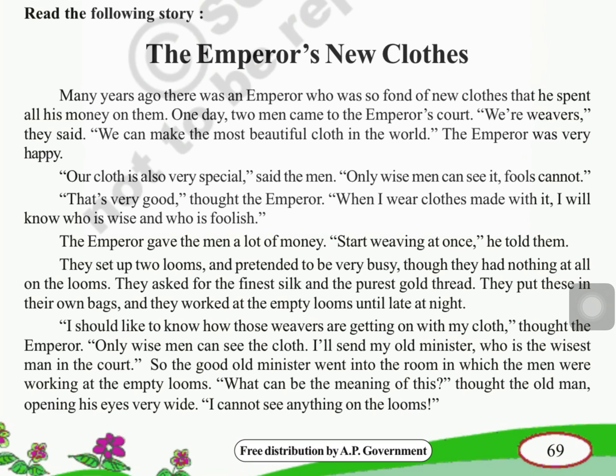"I should like to know how those weavers are getting on with my cloth," thought the emperor. So the emperor wanted to have a look, just to know how they were working. If I get an idea, then he feels happy. They had told him only wise men can see the cloth. So I have to send wise people from my kingdom to see how the weavers are working. I will send my old minister, who is the wisest man in the court.